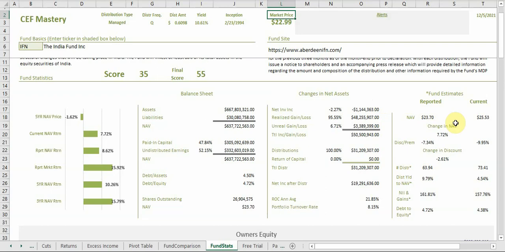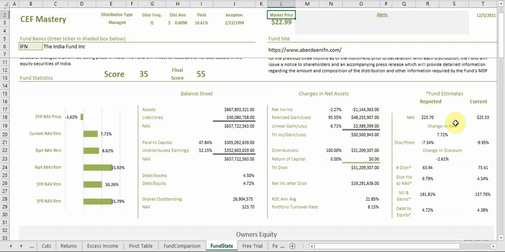Now, it's important to note that up to this point, any version of Microsoft Excel would work, but because of the charts available on the fund stats page, you would have to have Office 365 to take full advantage of it.